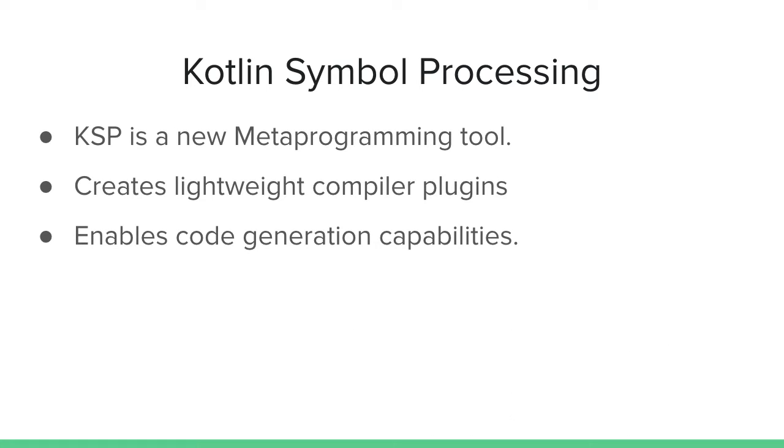KSP is a new metaprogramming tool. As you might be aware, metaprograms have the ability to read other programs, generate code, and return a modified program. You can think of any auto-generated code, like what Dagger or Room generates, to understand metaprogramming. KSP creates lightweight compiler plugins which compile the source code, and you can add the ability to generate code at compile time, maybe to reduce boilerplate code and speed up development.